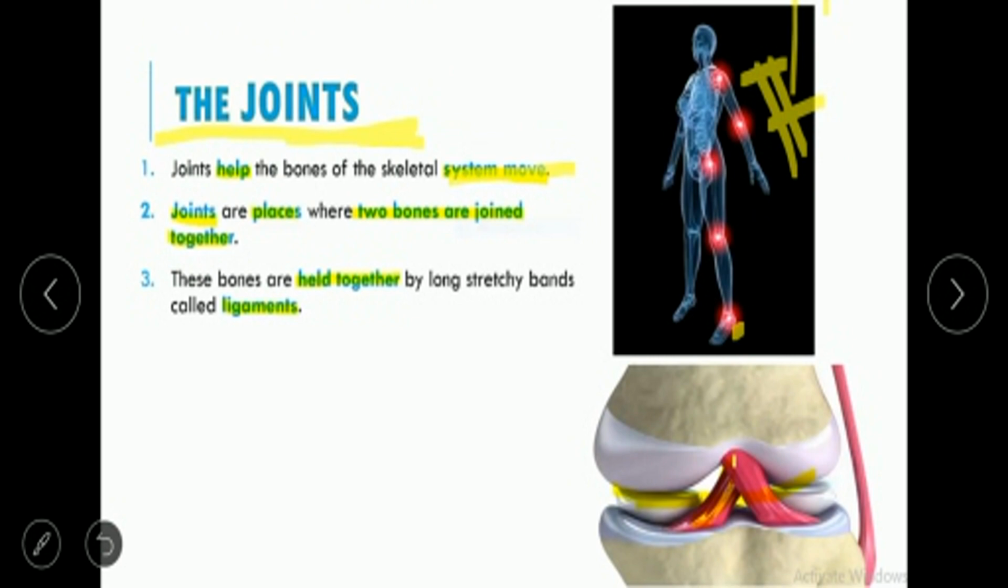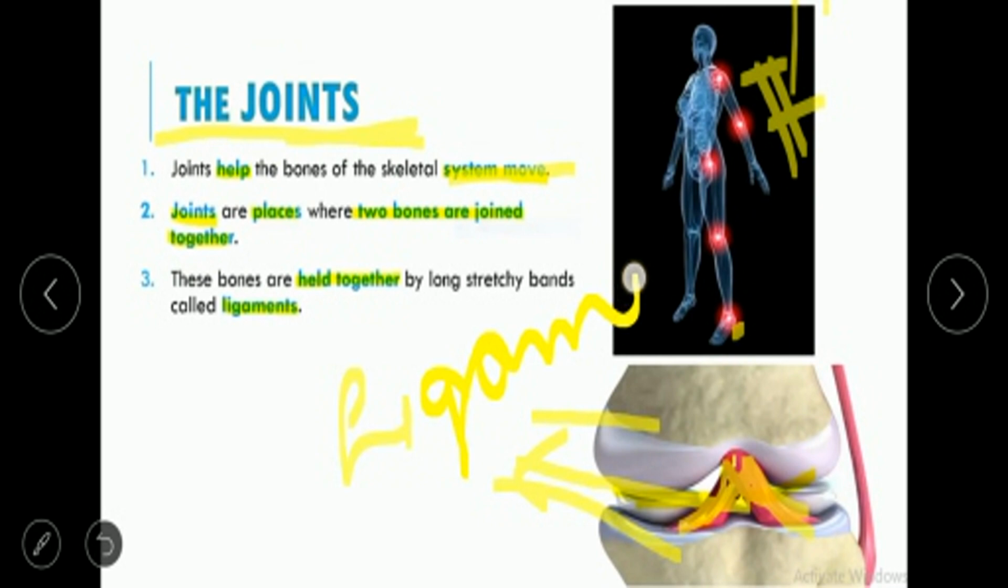These bones are held together by a long stretchy band called a ligament. Here you can see this is a bone and this is also a bone, and this bone is attached with a stretchy band which is known as the ligament. This is the ligament. Okay, let's move forward.